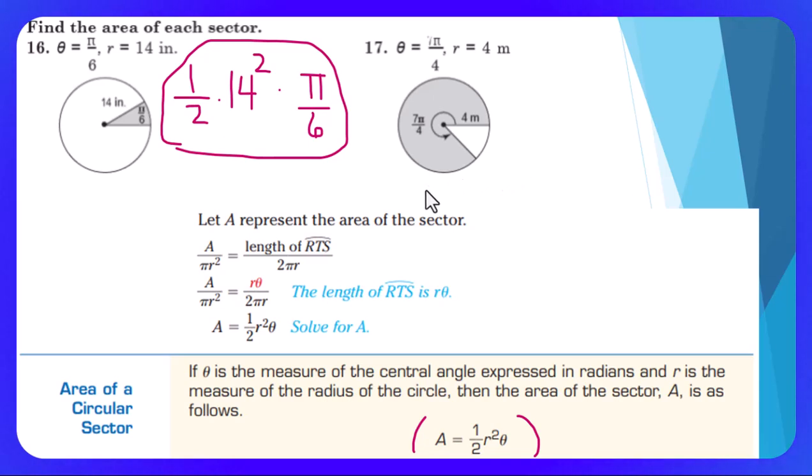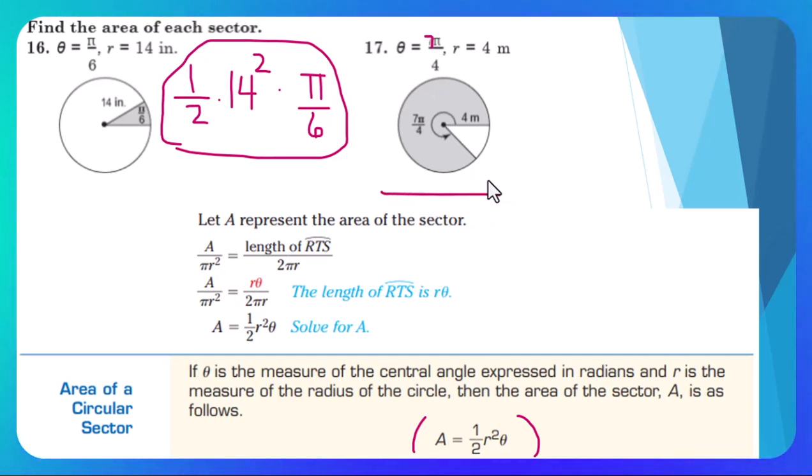Do the same thing for this one. I think this is 7 pi over 4. I'm not going to do it all. Just do what you can, and we'll go from there.